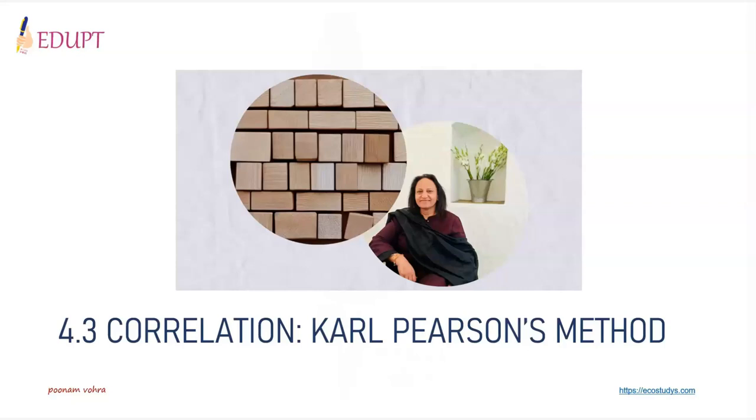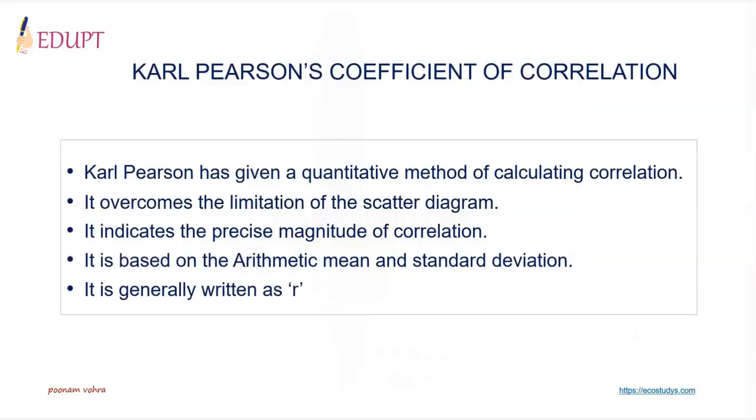Now let's begin with Karl Pearson's method of finding correlation. Karl Pearson has given a quantitative method of calculating correlation, and it overcomes the limitation of the scatter diagram, simply because it is difficult to find out the exact magnitude of correlation through a scatter diagram. So Karl Pearson's method indicates a precise magnitude of correlation and is based on arithmetic mean and standard deviation. It is generally written as r.